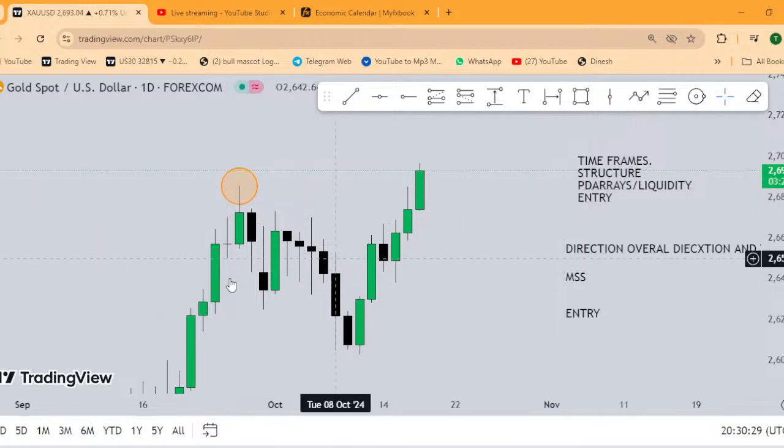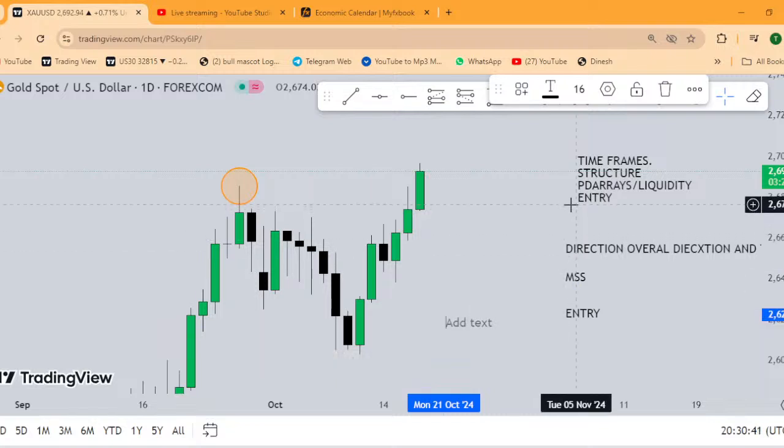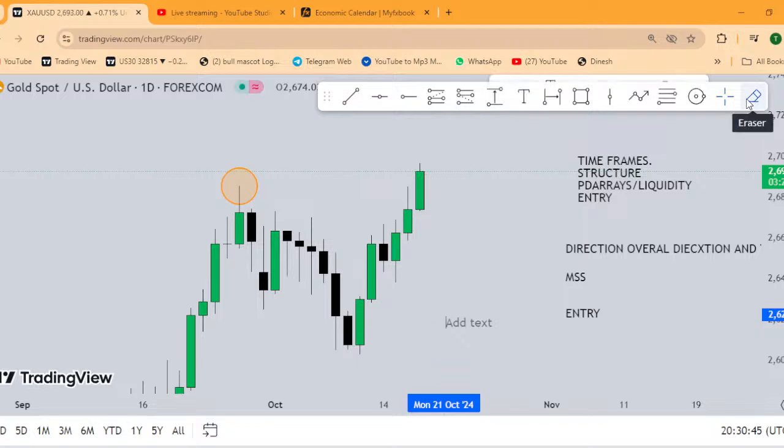Now we go to structure, which was covered. I want to talk about the PD arrays. Now the PD arrays are something very crucial in ICT as well as time. The PD arrays are premium discount prices. So what happens is that IPDA, or the interbank price delivery algorithm, will move to areas of discount to buy things at a cheaper price, and will move to areas of premium to sell at an expensive price.